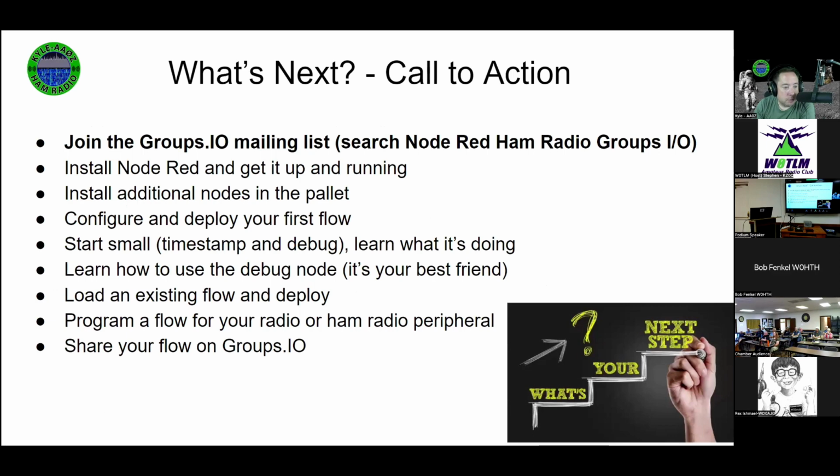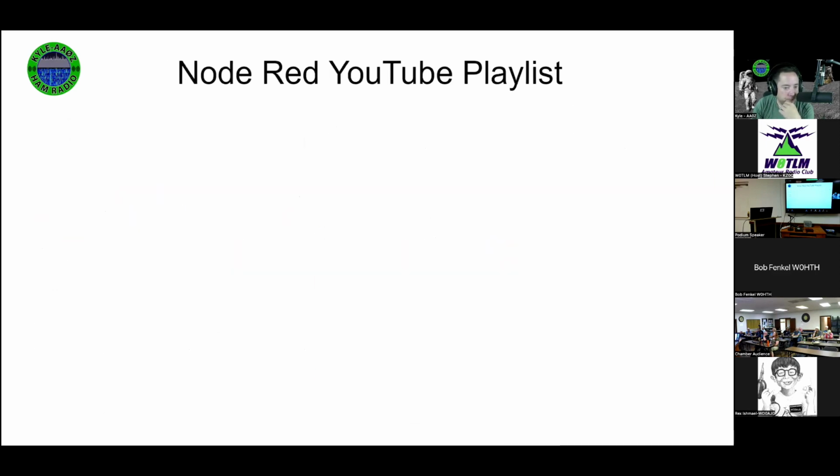And what's next? Join the groups.io mailing list. That'll get you 50% of the way there. Then get it up and running and just play around with it. Install additional nodes on the palette, configure and deploy your first flow. Start small, right? Don't jump in face first. Crawl, walk, run. Start slow, load it, start playing around with the flows, start playing around with the nodes, connect the nodes together, get some debug nodes on them. Just play around with them to see what they do and get familiar with what's going on.